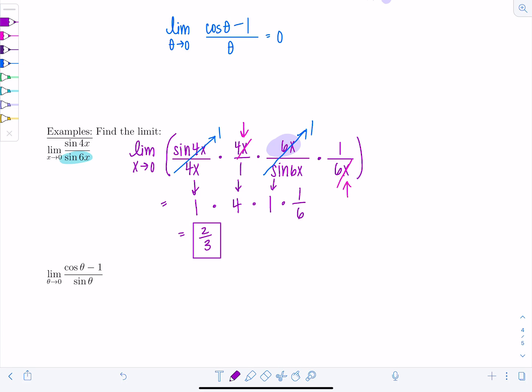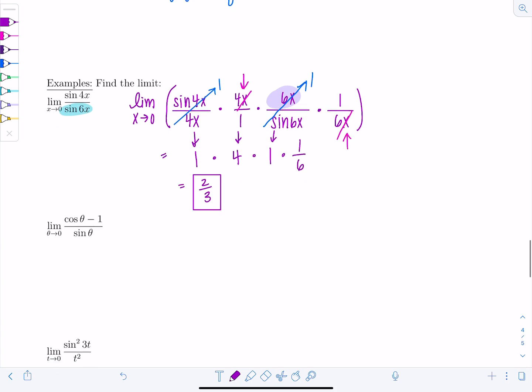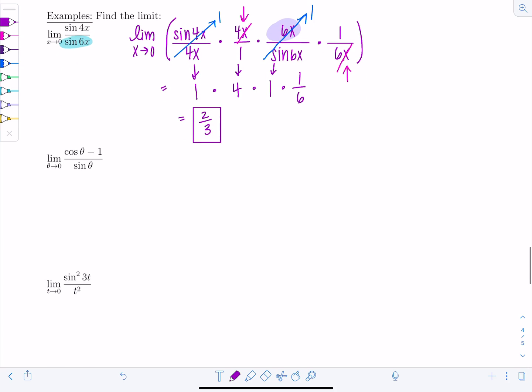Okay, let's look at another example. Here we have limit as theta approaches 0 of cosine theta minus 1 over sine theta. If you just try to plug in 0 for theta, cosine of 0 is 1, so you'd get 0 over 0. No good.